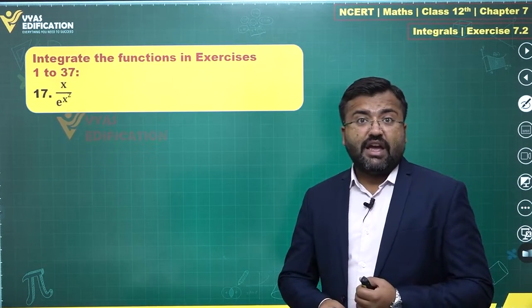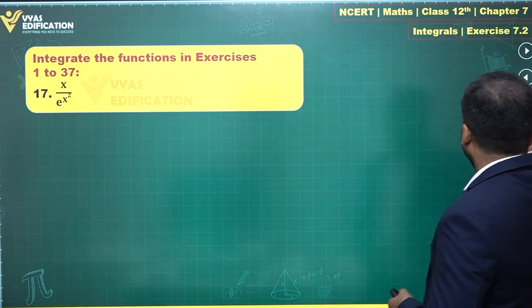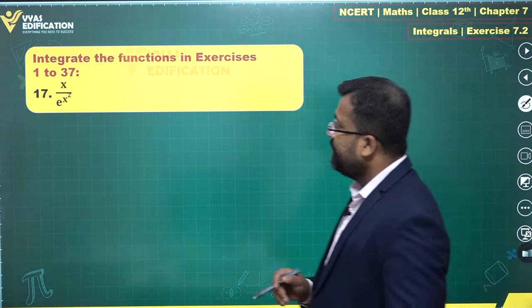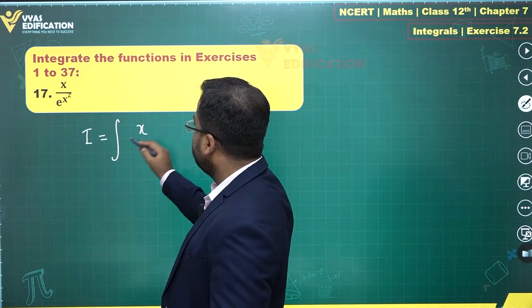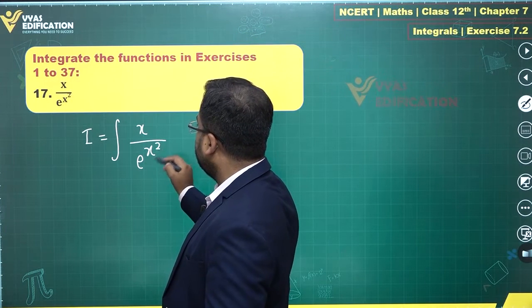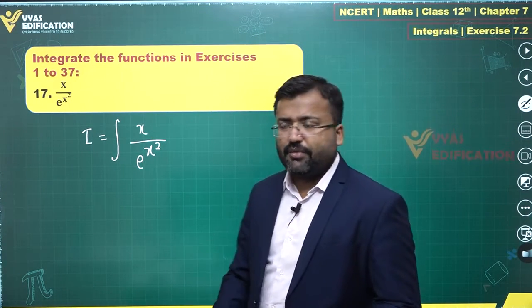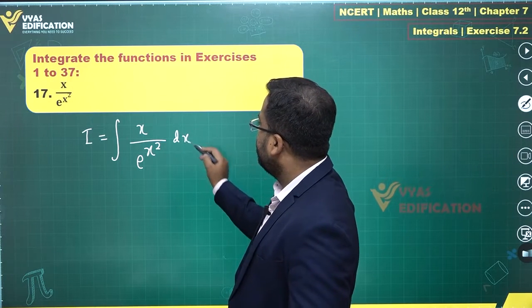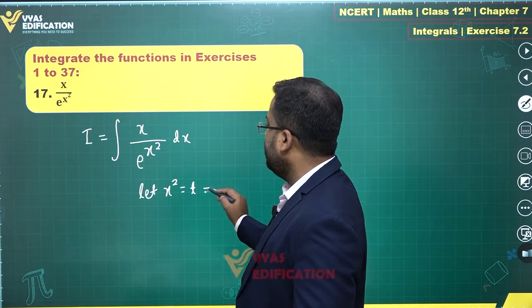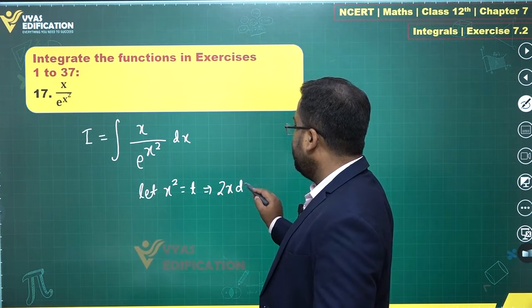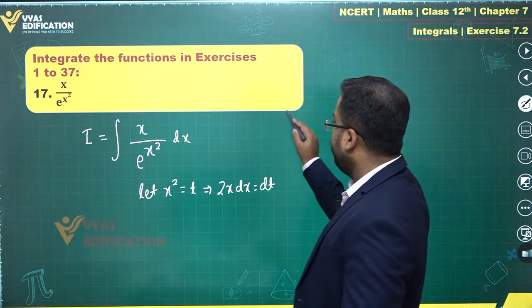In the 17th question, we have x upon e power x square. Okay, so e power x square is creating a problem, but then we can handle this very easily. Now the derivative of x square is present in the numerator. Don't you see that? Yes. So let x square be equal to t. That tells me 2x dx will be equal to dt.